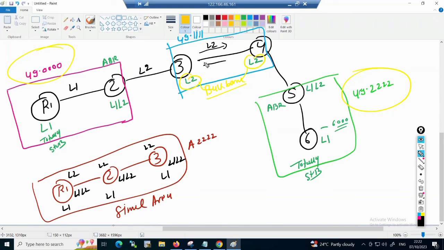So now over here, he's going to send the level 2 hello packet, and over here he's also going to send the level 2 hello packet. So both will have level 2, so the neighborship that comes up over here is level 2 only. Right?